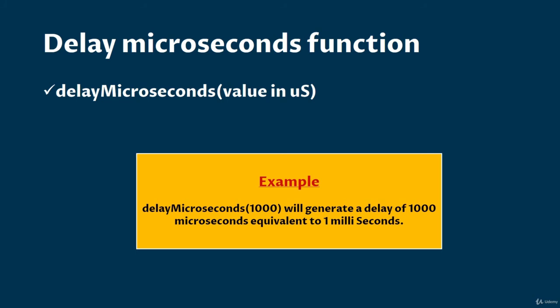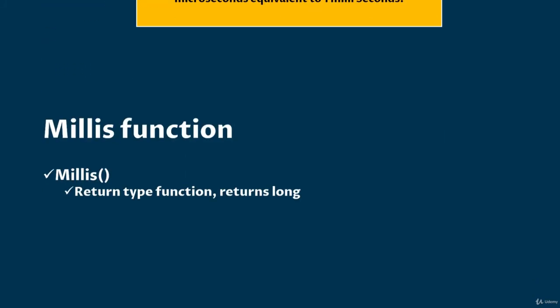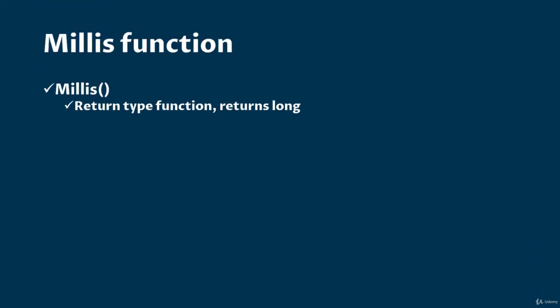Now let's move on to our next function, that is millis. Now this is a very important function, so you should understand this in a clear way. So millis is the stopwatch for Arduino. Whenever your Arduino board is powered up, the millis function gets activated and it will start counting the milliseconds. It will run till the Arduino is powered on.